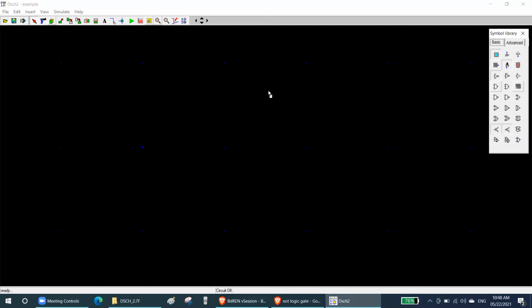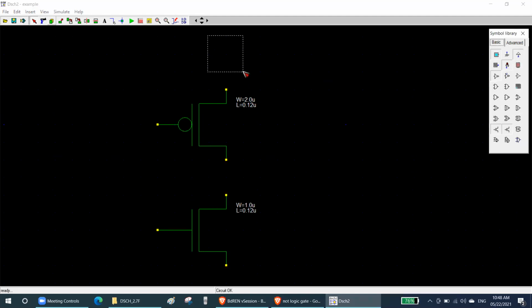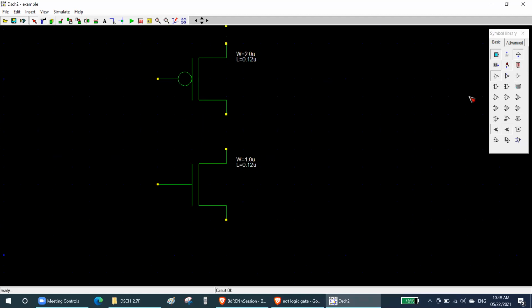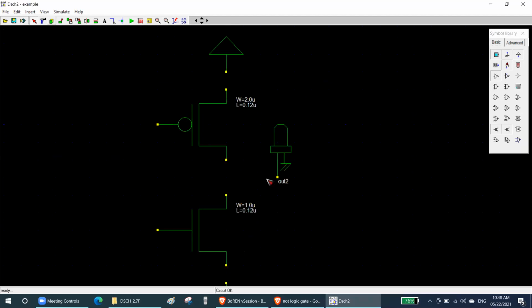So I'm going to use MOSFET first. I'm going to zoom it a bit. I'm going to use a P-type MOSFET first, and an NMOS. On the top of the PMOS, I'm going to give a VDD, that is the 5 volt. On the NMOS, I'm going to give a ground, that is 0 volt. Now next, I will be using an output to see the output, and I'm going to give one input.